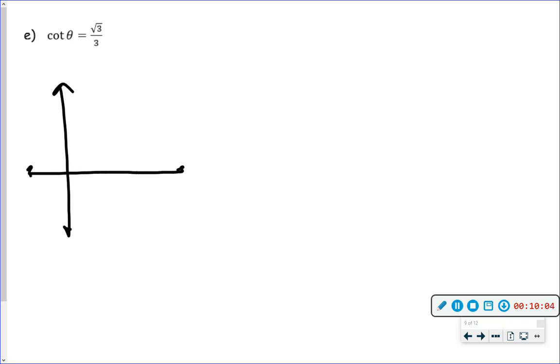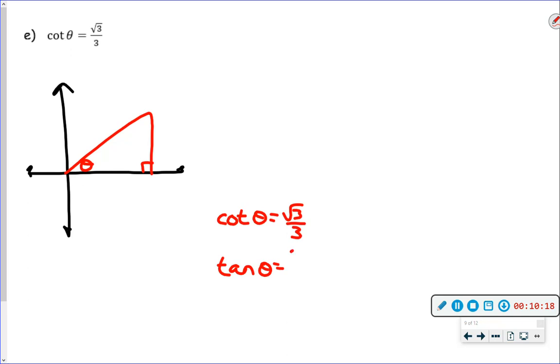Still in quadrant 1. Now, I always think it's easier to work in the main 3 trig functions. So if you know that cotan's root 3 over 3, we know tangent is the reciprocal of that. And then, of course, we would rationalize. So I have 3 root 3 over 3. So I'm going to label opposite root 3, adjacent 1. Our hypotenuse, of course, on our common triangle, 2.